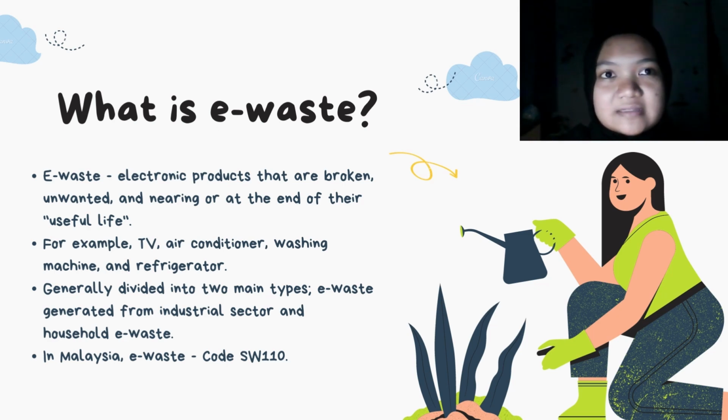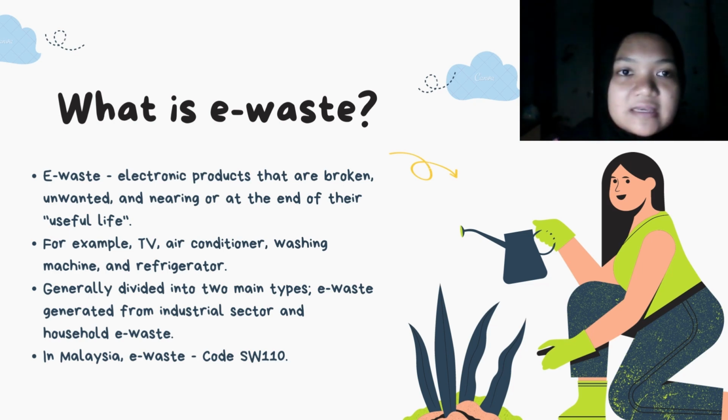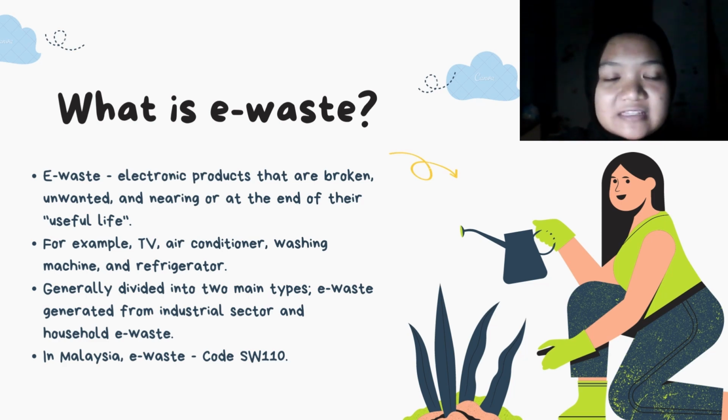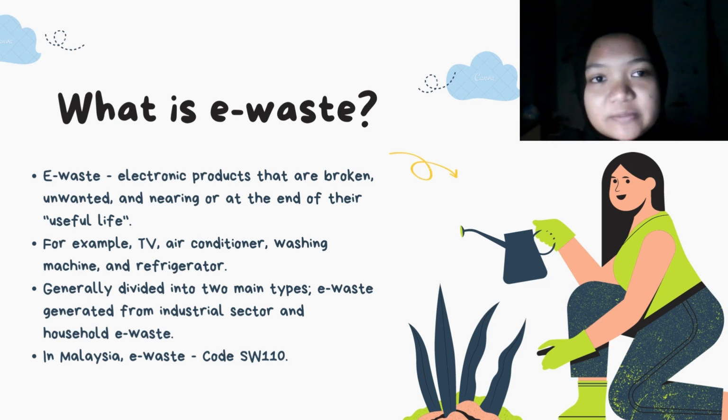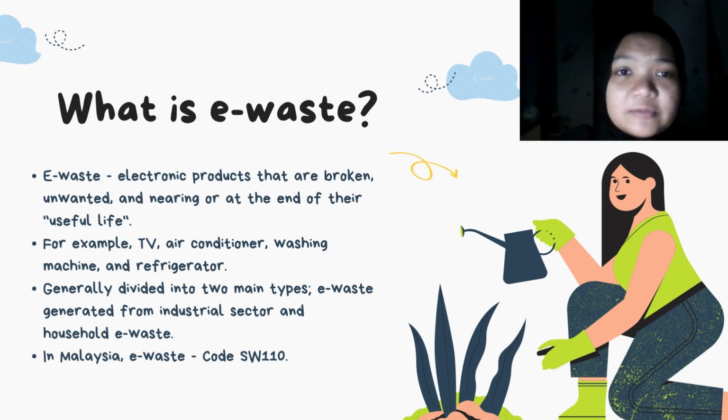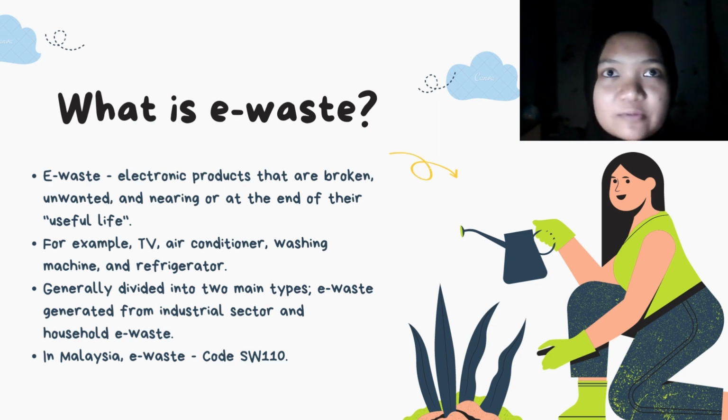So e-waste are basically divided into two main types, which is e-waste generated from industrial sectors as well as household e-waste. In Malaysia, e-waste is categorized as the scheduled waste under the code SW110, First Schedule Environmental Quality Regulation 2005. Code SW110 actually are defined as waste from electrical and electronic assemblies containing components such as accumulators, mercury switches, glass from cathode ray tubes, and other activated glass.